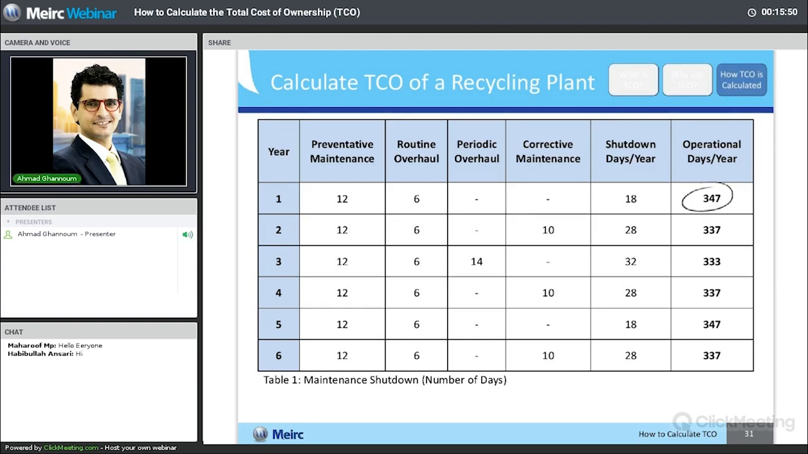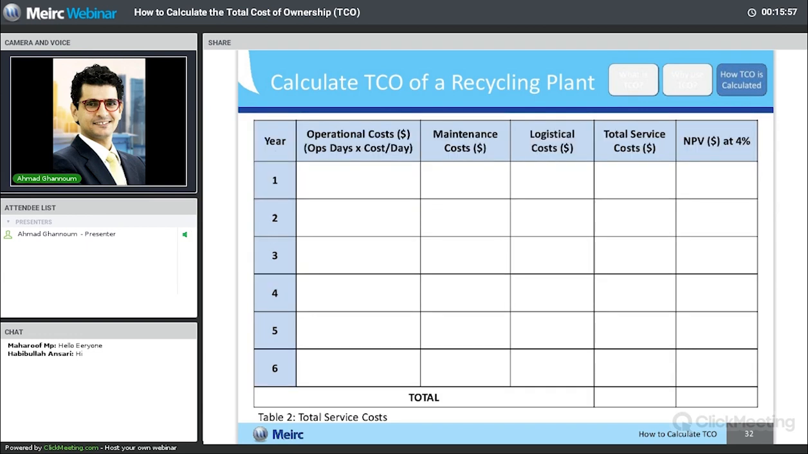Now, let's take this figure here, the 347 days that I've just highlighted. We are going to carry this figure through to the next table to help us calculate the operational costs. So that's the table we are going to be using. And of course, the columns are operational costs plus maintenance costs plus logistical costs. And these three costs are going to give us the total service costs, which is the number we are looking for. And the last column on the right, the NPV at 4%, we are going to discount the total service costs by multiplying that with the appropriate NPV. So let's see how this is actually done.